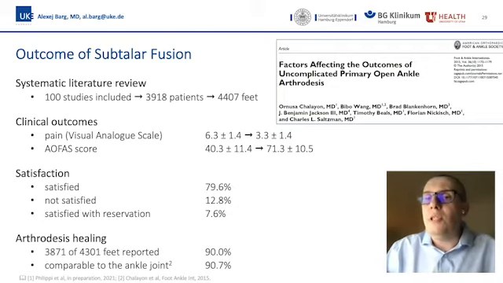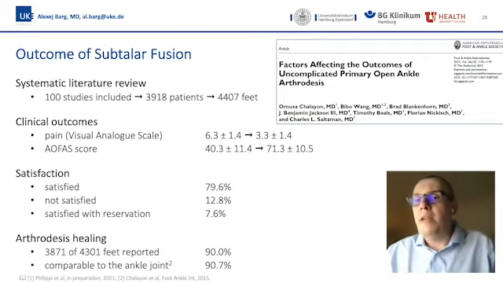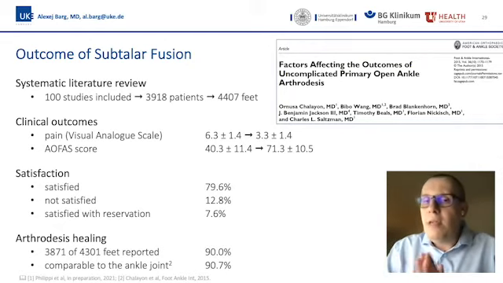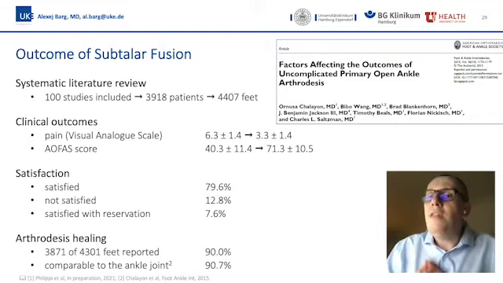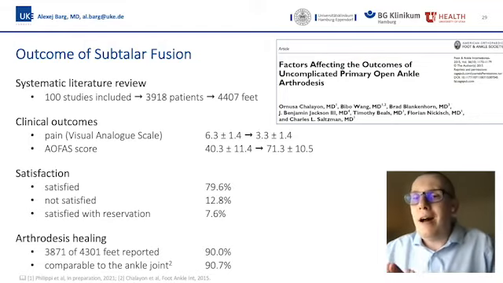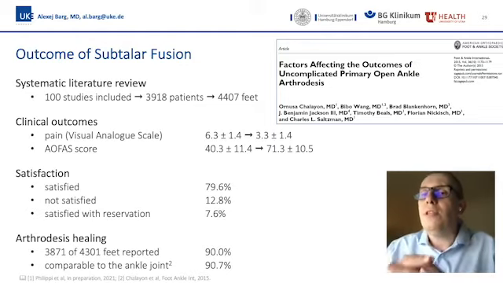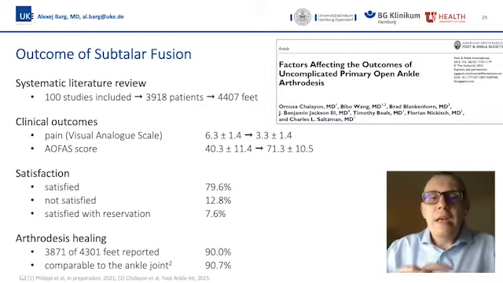Here, I would like to present the data we won already from this systematic literature review, which hasn't been published yet, but it will be published soon. Very important, visual analog scale. That means pain. And you can see that fusion of the subtalar joint can reduce pain by half. There are almost no patients who have zero pain. This is important to talk to the patient, to consent the patient.